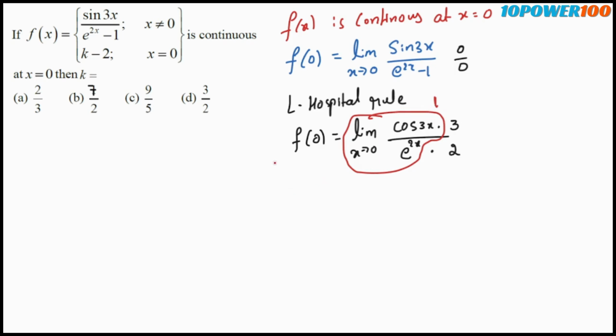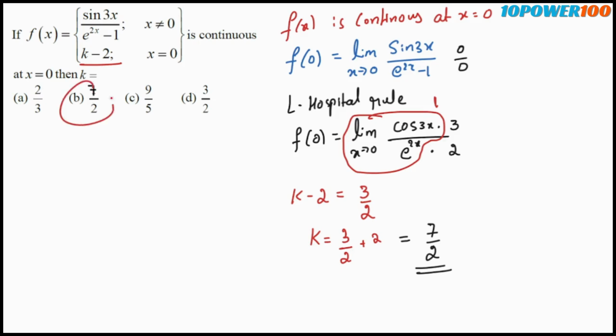So what is f of 0? f of 0 is given as k minus 2. I'm going to consider that now. So k minus 2 is equal to 3 by 2. Now k is equal to 3 by 2 plus 2. After taking LCM, we get 4. So 3 plus 4 is 7 by 2. So option B, 7 by 2 is the correct answer.